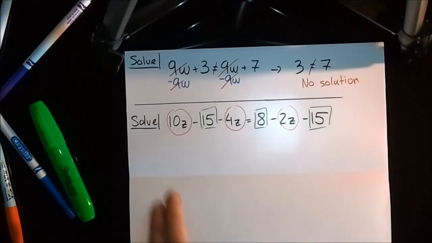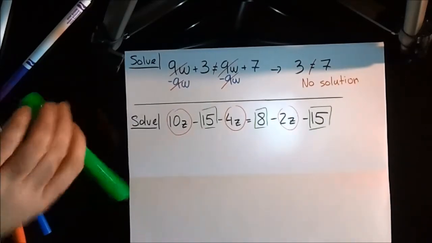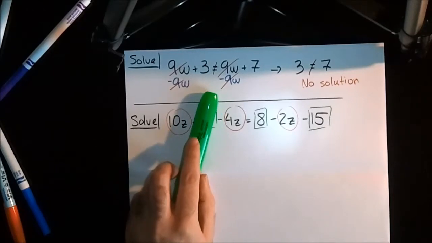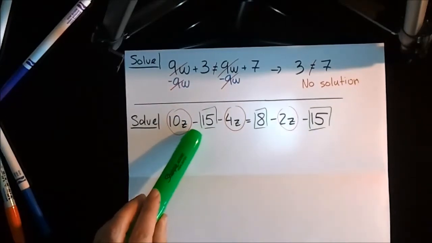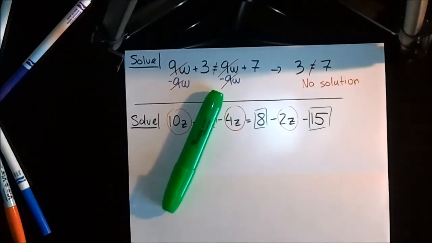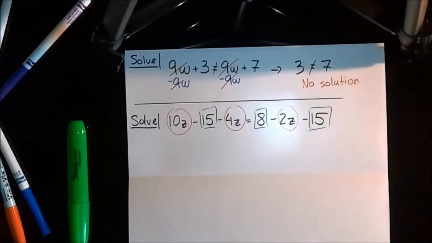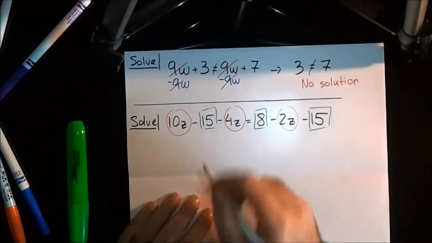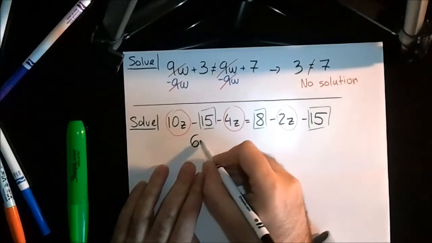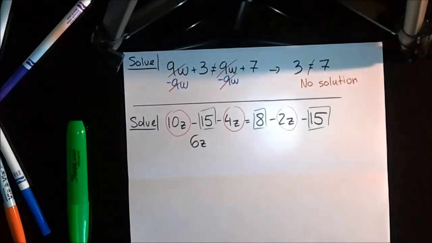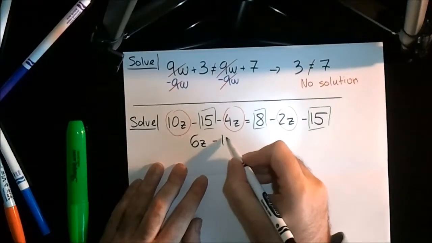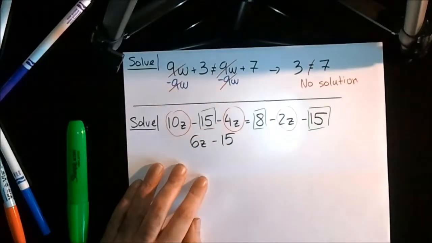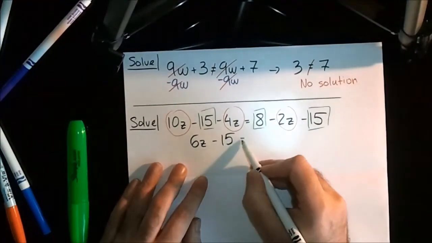Alright, 10z minus 4z. Cover that term up if it messes you up, because that minus sign belongs to the constant. So what's 10z minus 4z? 6z. And I have to write this minus 15 right here because I'm not going to be able to combine it with the constants on the other side.